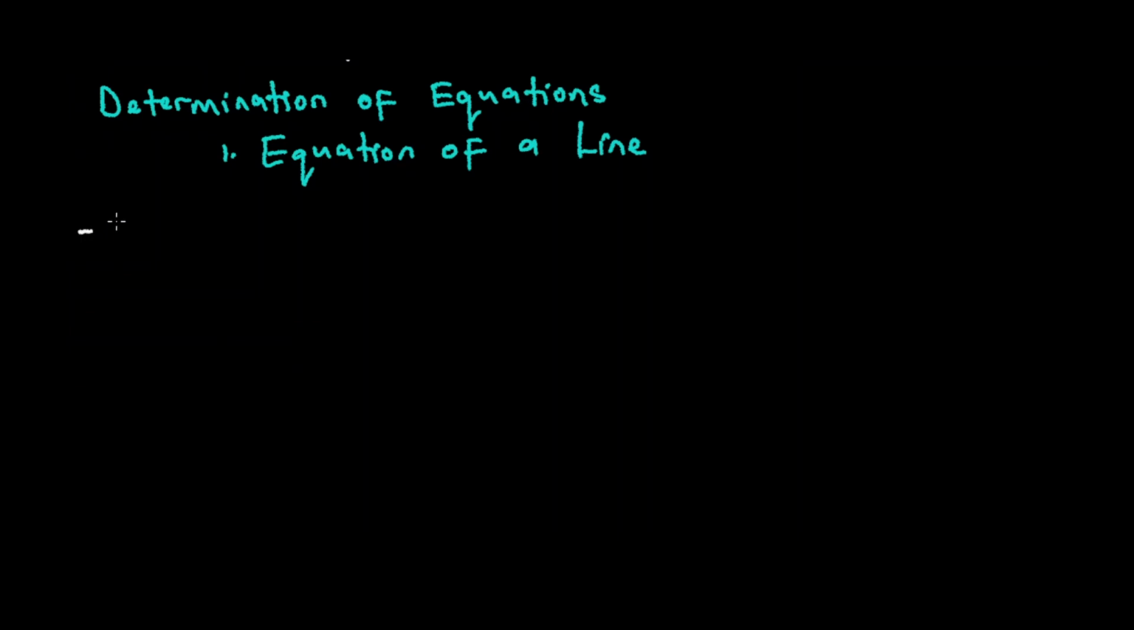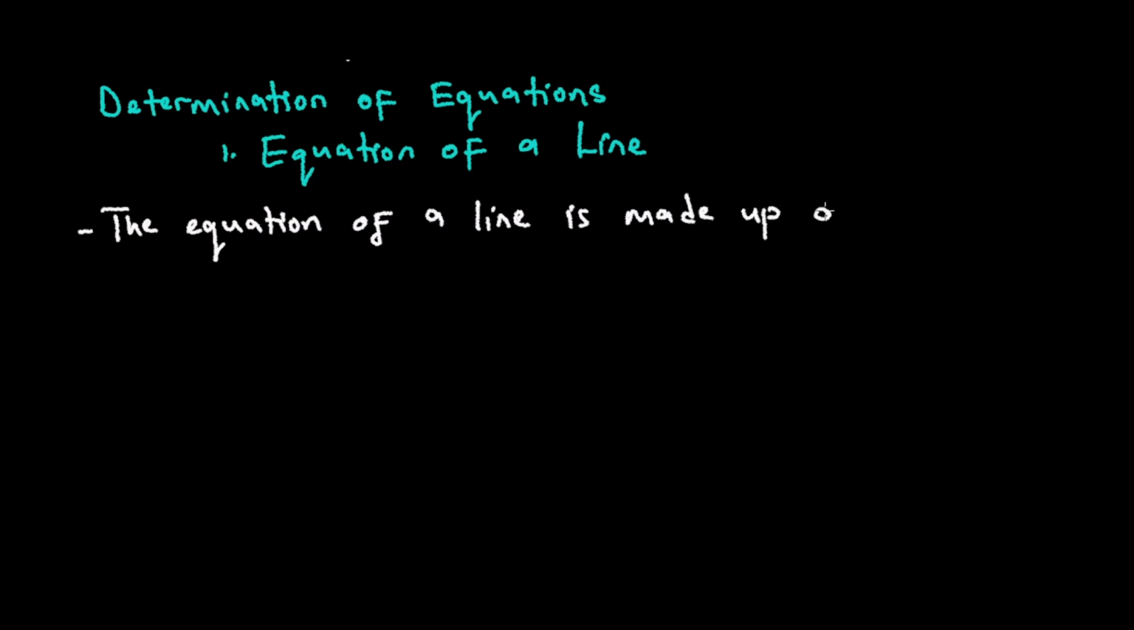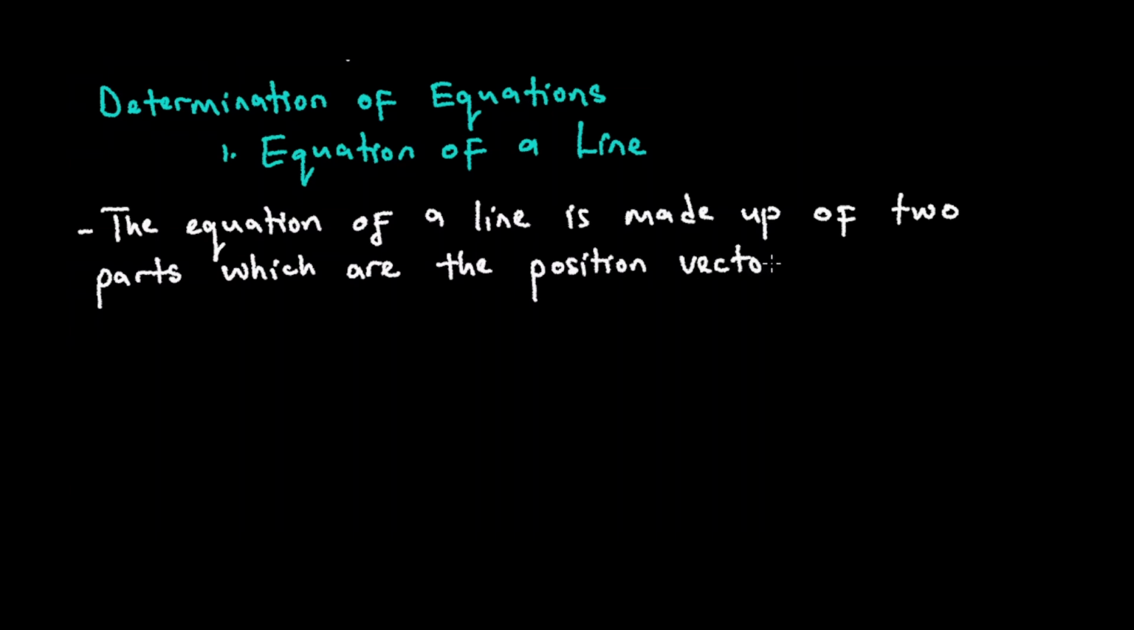So our first note: the equation of a line is made up of two parts. What are the two parts? Which are a position vector. We all know what a position vector is. A position vector is a vector originating from the origin, and the direction vector.